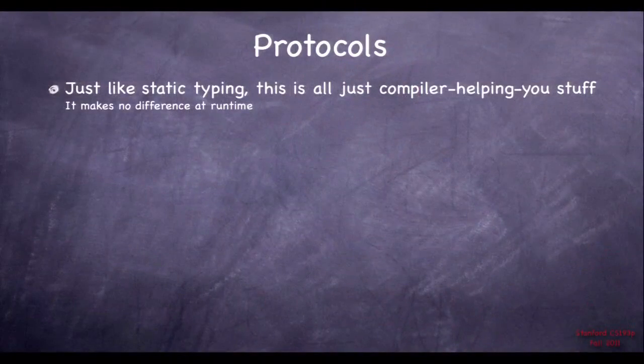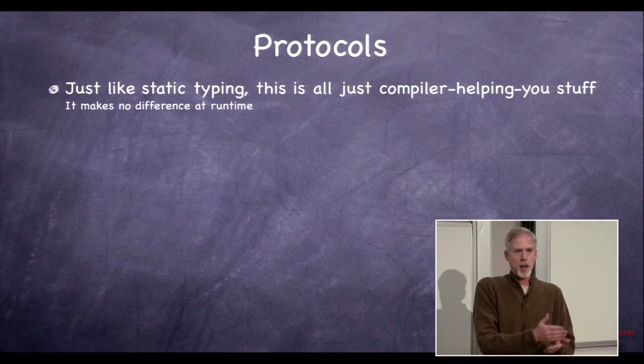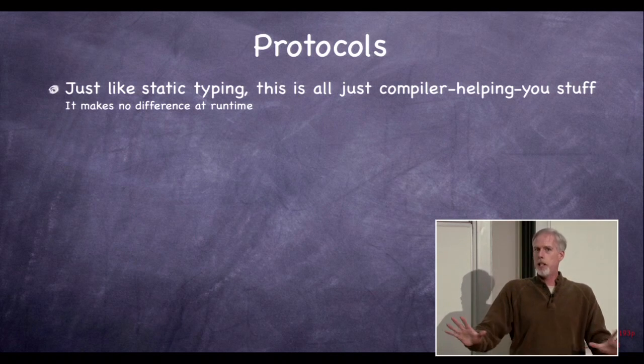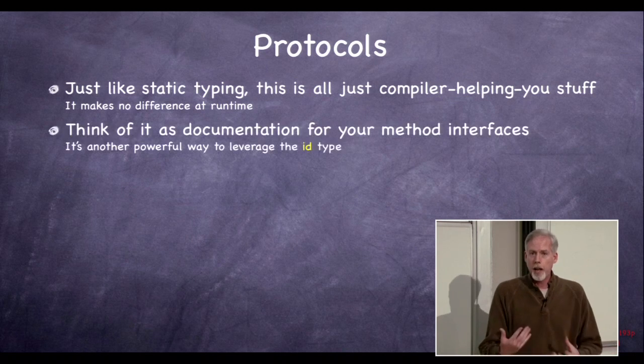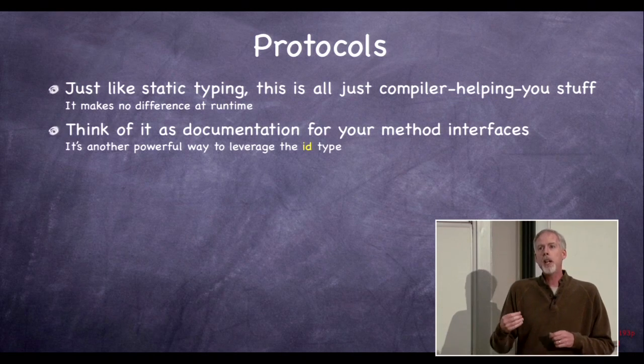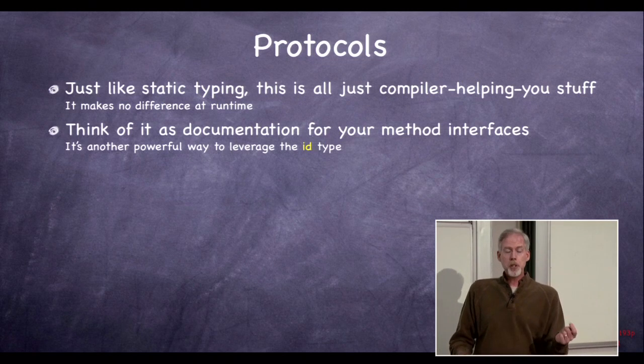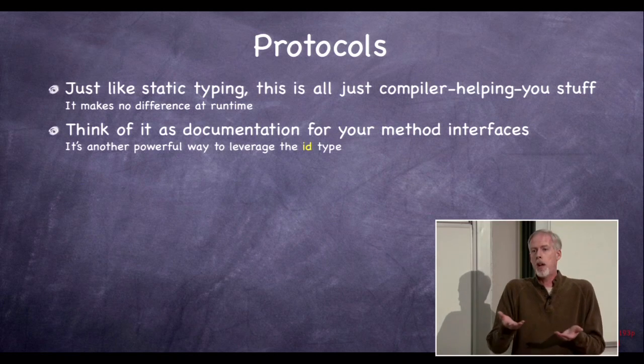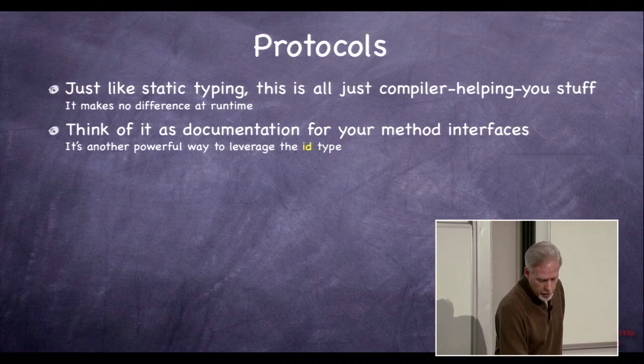Okay, just like static typing, all this stuff is just sugar for the compiler to help you find bugs. At runtime, it doesn't matter. At runtime, the runtime is going to look at the object and see if it actually implements that method. And if it does, it's going to send the message. And if not, it's going to raise an exception. No matter what you did in terms of protocols or static typing or anything in your code, this is all just the compiler helping you find problems. You can think of it as documentation for messages you allow to be sent to these objects of type id. It's great documentation because you know this is an object of unknown type. I don't know what kind of class it is, but I know it implements this method. So that's good documentation.